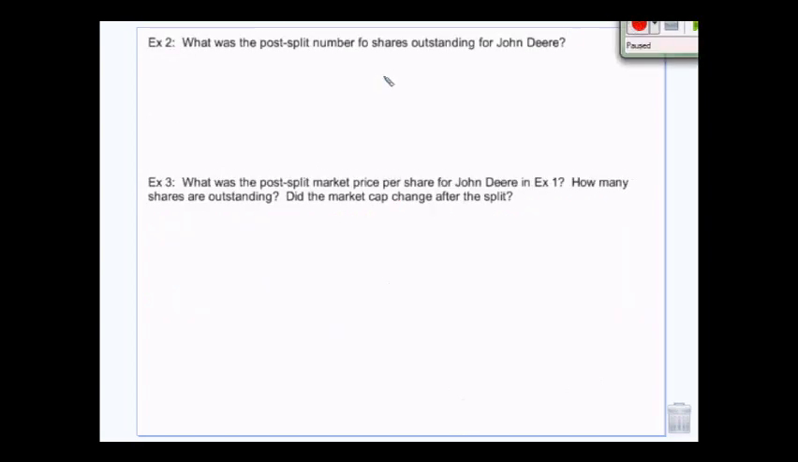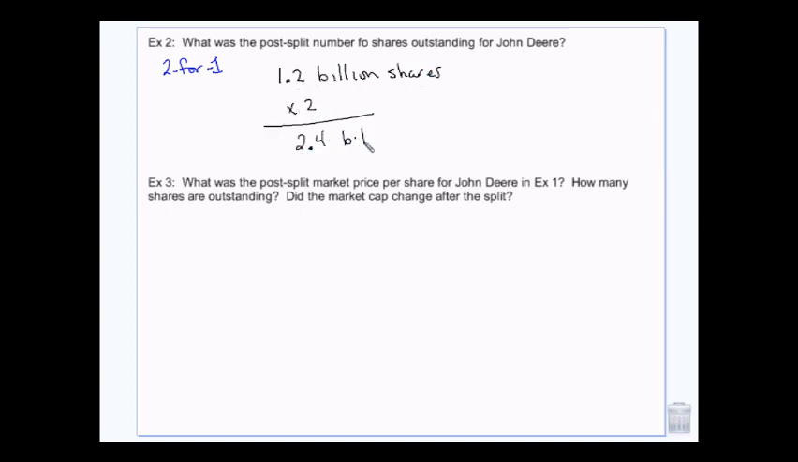Okay, we're doing a 2-for-1 split, so 2 for 1. The post-split number of shares is twice as many as the original. So I had 1.2 billion, and every 1 share is now going to be 2 shares. So now I'm going to have 2.4 billion, not 2. Sorry.